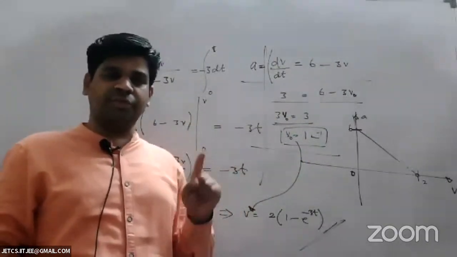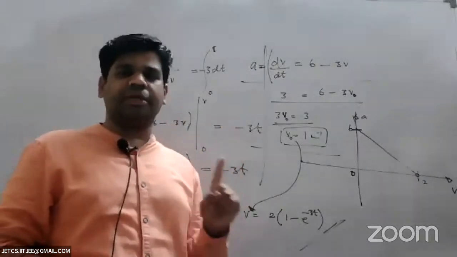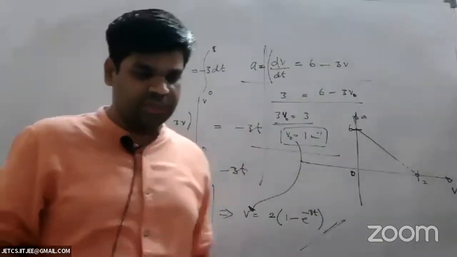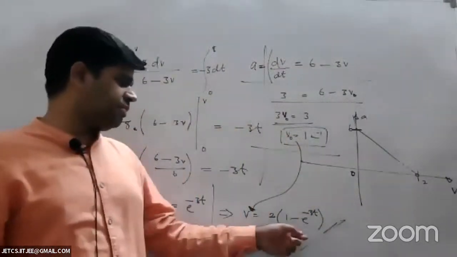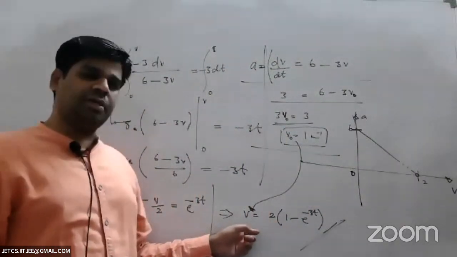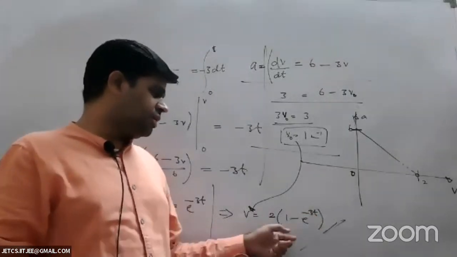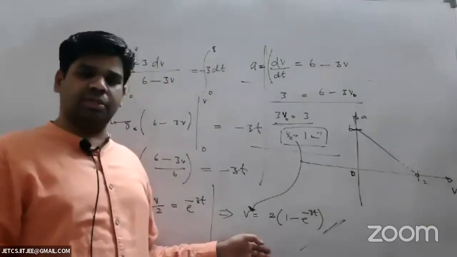The point was, if at all I want to get the time, how do I get the time? To get the time, I'll use this equation. Velocity, third equation, third option. Velocity as a function of time. Where I substitute velocity as 1, and 1 is equal to 2 into 1 minus e power minus 3t. I'll get t from this equation.